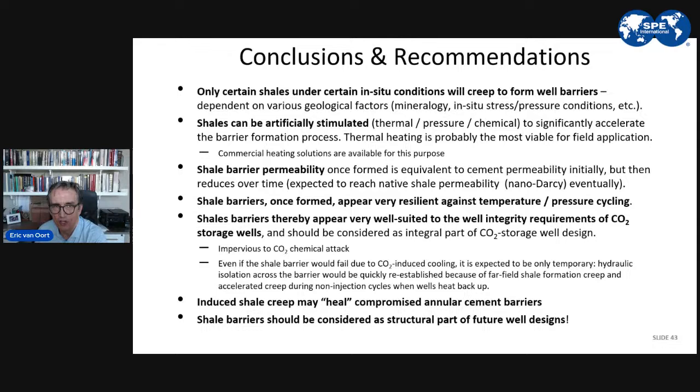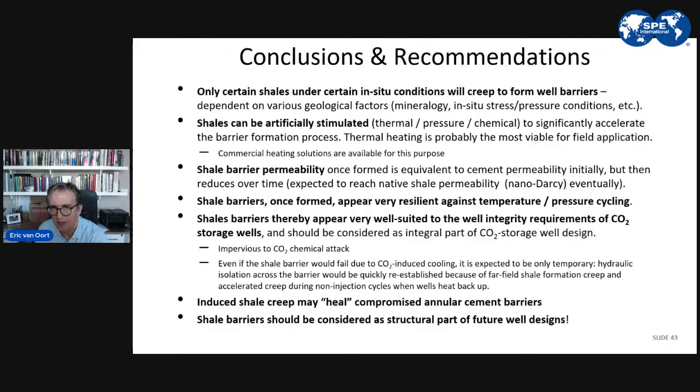And then I hope to have shown you that shales can be artificially stimulated to significantly accelerate the barrier formation process. And then thermal heating is probably the most viable way to go for field application, and commercial heating solutions are available. We are speculating that shales that do not creep by themselves could potentially be stimulated to creep with heating, but we've never actually observed this because we've never had those kind of materials where we could verify that.